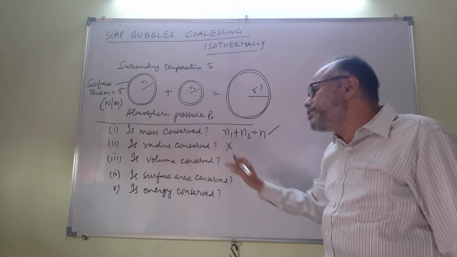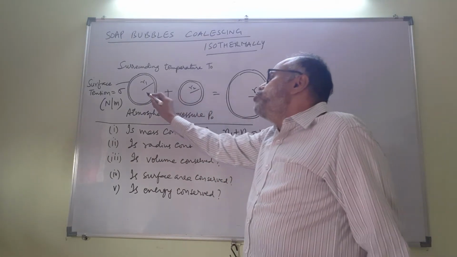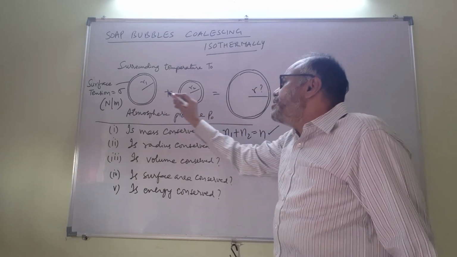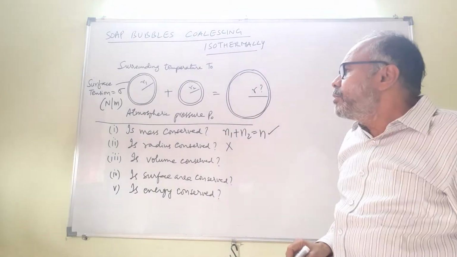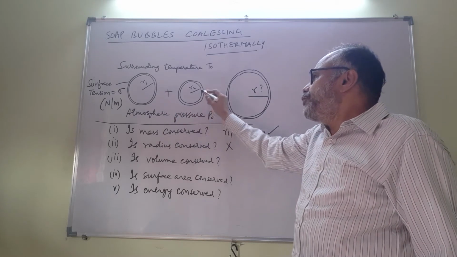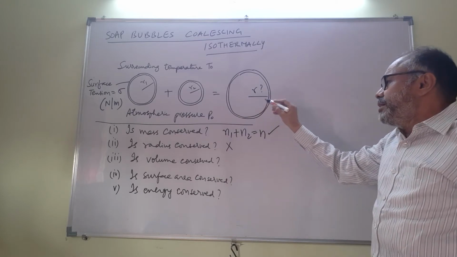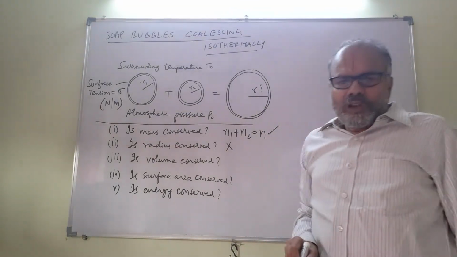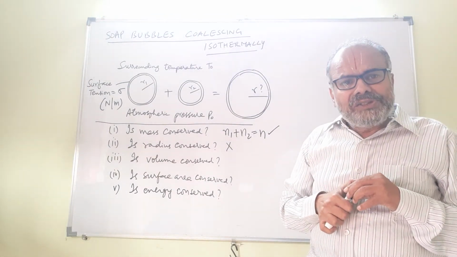Is volume conserved? If the volume of this is V1, this is V2, and this is V, can we say V1 plus V2 equals V? V1 here is of course 4 by 3 pi R1 cube. V2 is 4 by 3 pi R2 cube. V is 4 by 3 pi R cube. Can we say that the volume is conserved? Well, it turns out that the volume increases.